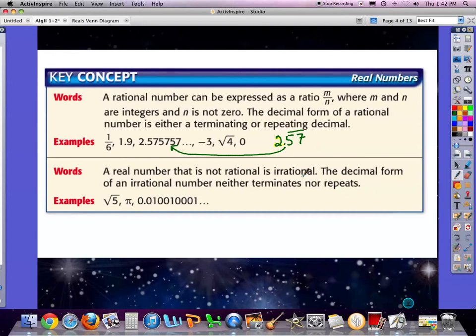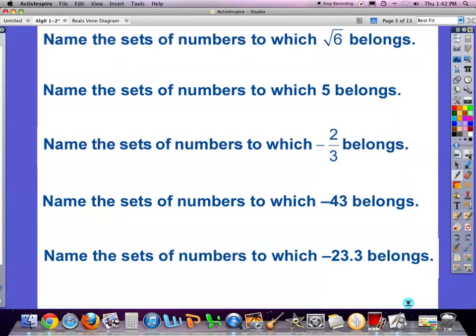So square root 5, go to your radicals. Be careful, don't put down square root 36. Square root 36 is 6. Okay, name the sets of numbers to which square root 6 belongs. Well, square root 6 is an irrational number, so I'm going to put down an I. And then I'm also going to put down what I call the double-leg dart. I never talked about this. That's why I say it's a real number. So square root 6 belongs to the real numbers.